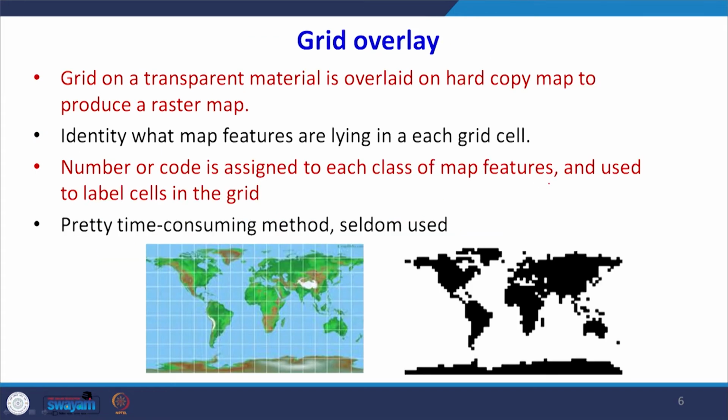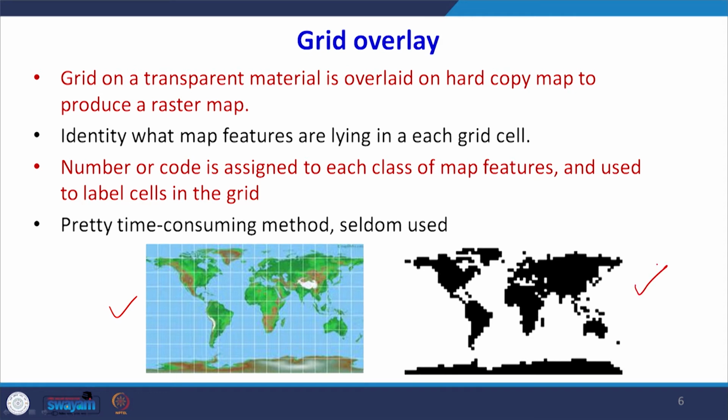Now, this is a grid lay method, a very old method where a transparent sheet is superimposed over the existing map. So you can see the map of the whole world has been divided into a number of grids. If I keep a transparent sheet on top of it, I can see which grids the land mass is falling in, and then represent that information in the form of grid cells.